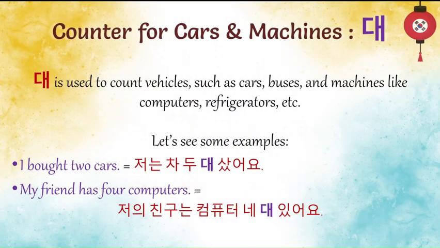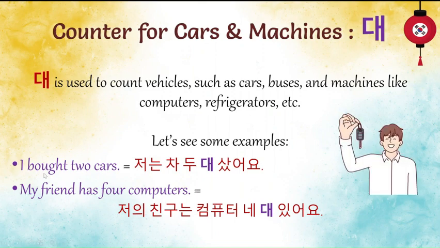So first is the counter for cars and machines, that is 대. Now 대 is used to count vehicles such as cars or buses and machines like computers, refrigerators, etc. Okay, so the counter word for vehicles and machines is 대. Right? Now, here are a couple of examples so that you can understand how to use it in Korean sentences.